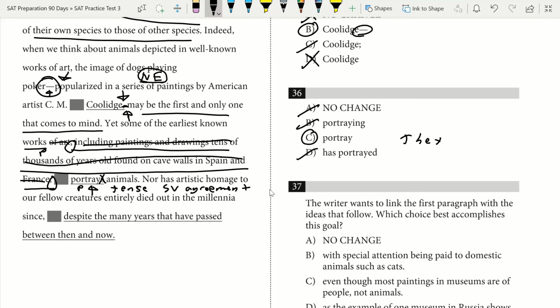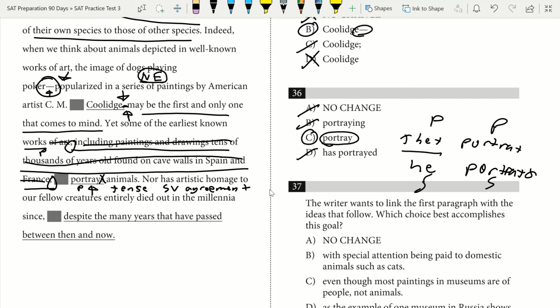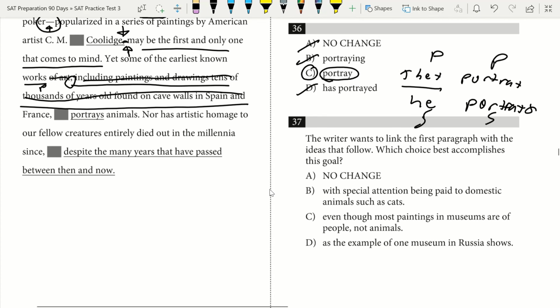Another trick to tell if something is a plural verb is to use they. What would you say with they? You'd say they portray. If we're going to test if something is singular, we'd say he portrays. So that's singular, this is plural, and this is plural. Therefore, we know portray is going to be our plural verb there. And that's matching tense as well, since we have the use of present tense throughout. So I'm going to erase that just so it doesn't clutter up the screen. So 36 is going to have to be C, portray.